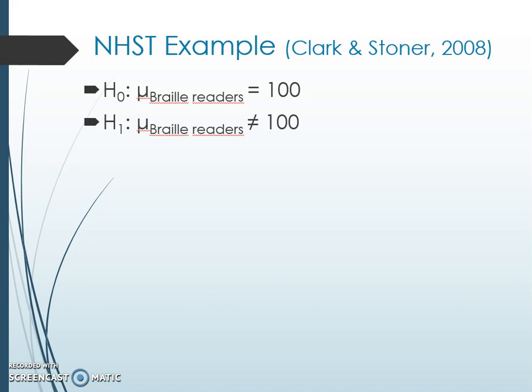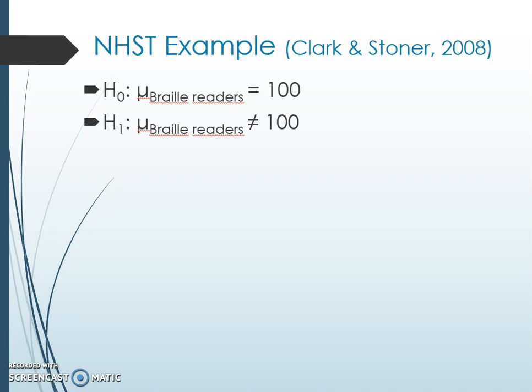So recall from that article that they were looking at the spelling ability of Braille readers, and their null hypothesis was that the mean for the Braille reading group was equal to 100, which was the same as the normative sample that was used to norm the results from the spelling assessment that they used in that study. Then their alternative hypothesis, if they reject the null, would be that the mean for the Braille readers was not equal to 100.